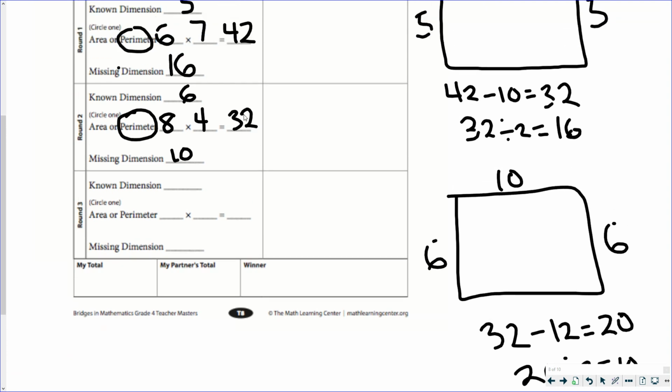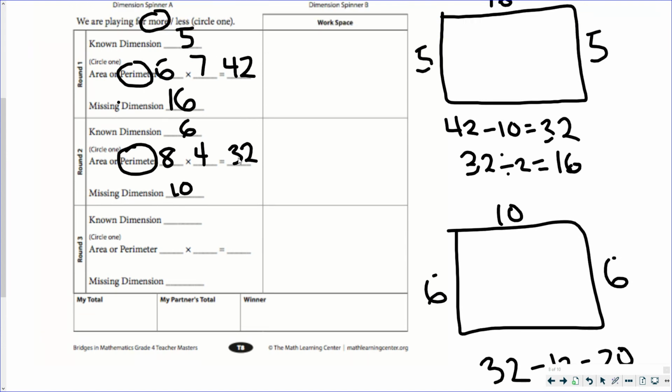We would do that over and over again. And again, if I had spun something where I had, let's say this was 36 instead because it was maybe a 9 times a 4, then I could have taken area because 6 does go into 36.